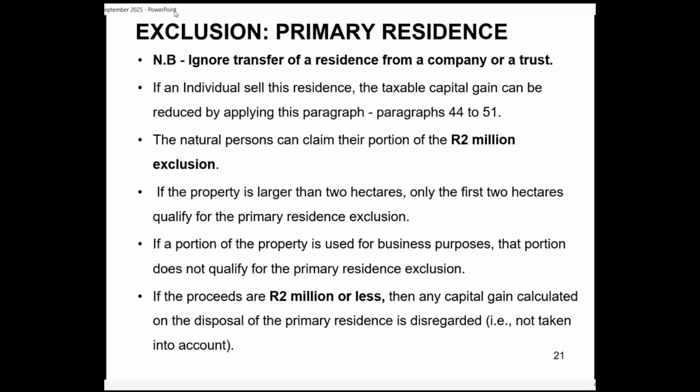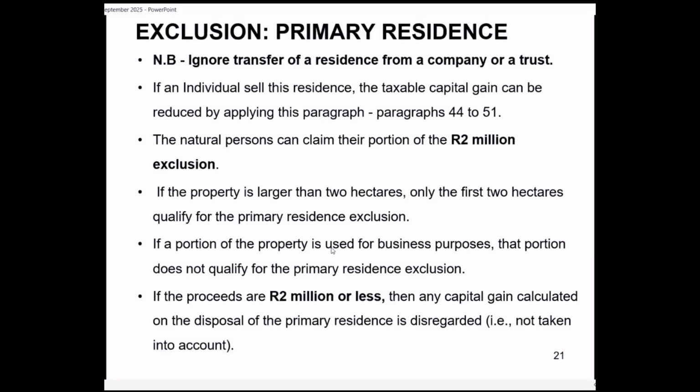What you need to know, you must ignore the transfer of a residence from a company to a trust. So if individuals sell the primary residence, the taxable gain or loss, the capital gain, can be reduced by applying paragraph 44 to 51. The natural person can claim the 2 million exclusion in terms of paragraph 44. If the property is larger than 2 hectares, only the first 2 hectares qualify for primary residence exclusion.